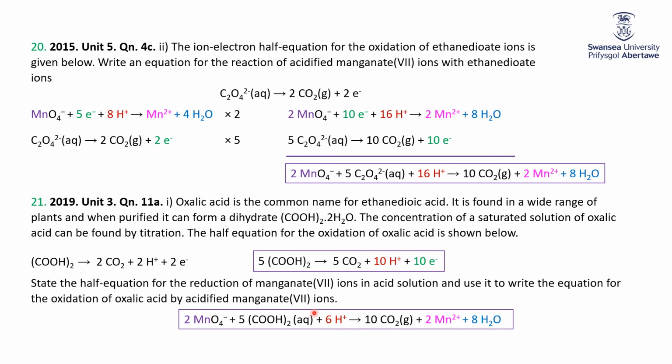Again, a little bit of a difference in terms of the H pluses. We start with 16 H pluses with the permanganate. We got 10 H pluses as the products here, but otherwise exactly the same question. So obviously the examiners like ethane dioate or ethane dioic acid or oxalic acid and oxalate if you're using the old way to name things.